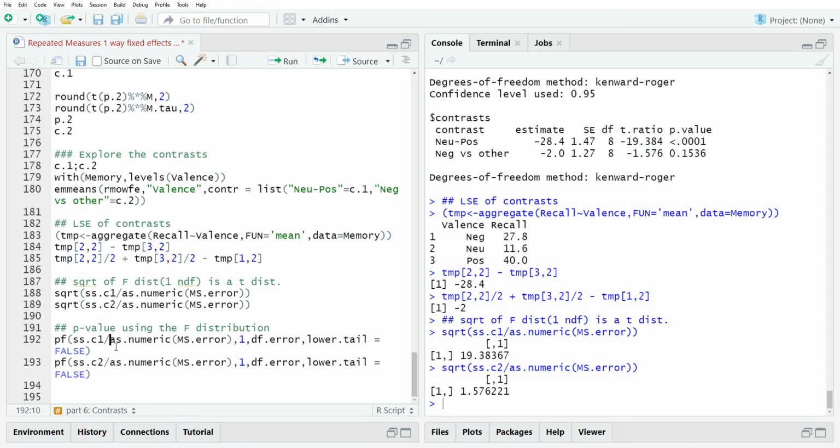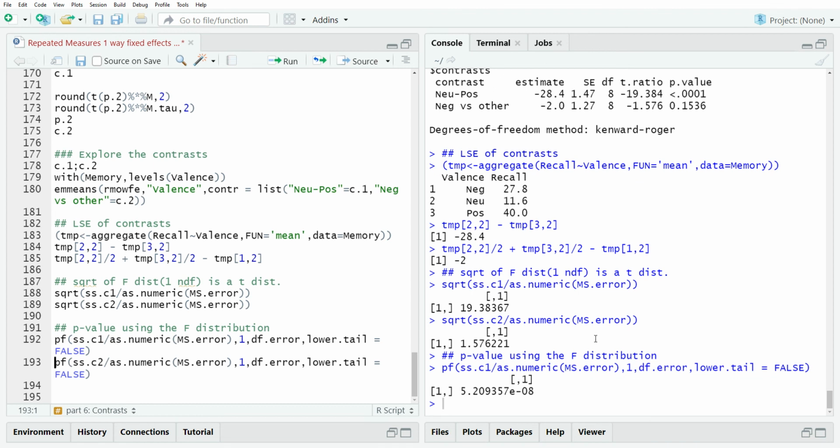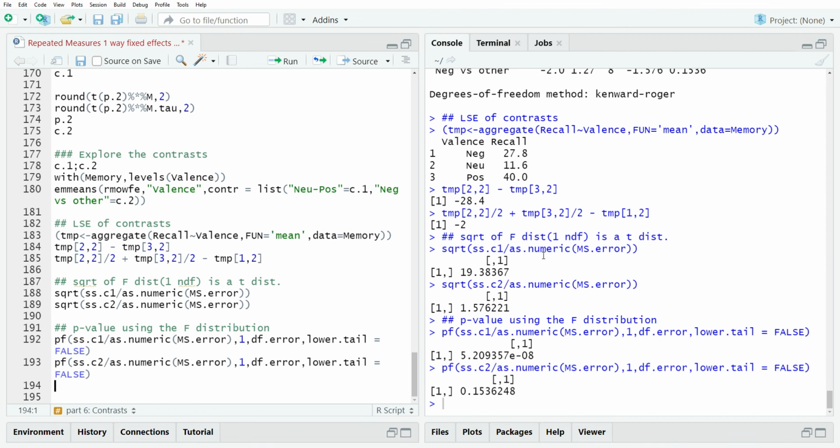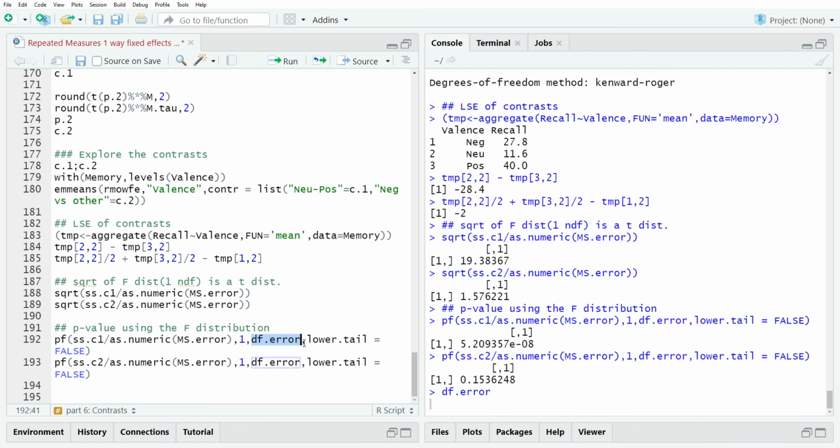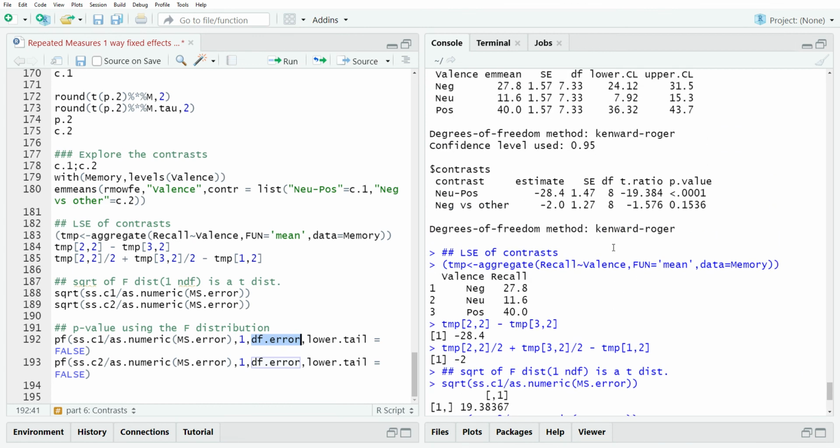Now we're going to calculate the p-value in the F distribution. We're not going to do the T distribution. So look at this p-value. It's really small, and here it's small. And then the p-value for the second contrast, 1536, and that's what we get here. Now, one note though, the degrees of freedom. Remember, the sum of squares contrast has 1 degree of freedom, and then the degrees of freedom associated with mean squared error, if we look at that, it should be 8. Yep, 8. So there's 8 degrees of freedom.